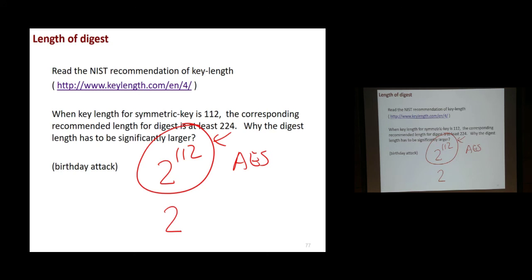Now if you are talking about a hash with digest length 224, to carry out the birthday attack, how long will it take? In fact it's a square root, so it's 112. Even though the digest is 224, to attack it using birthday attacks, you have to exhaustively do 2 raised to the power of 112. That's why for the hash, the requirement is usually double.